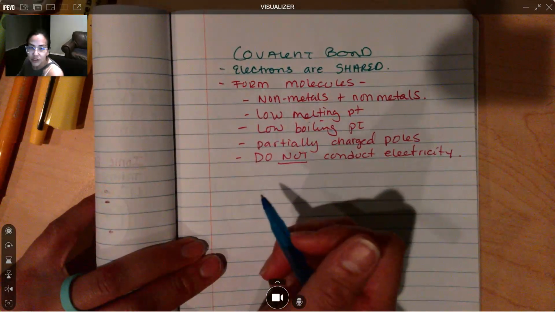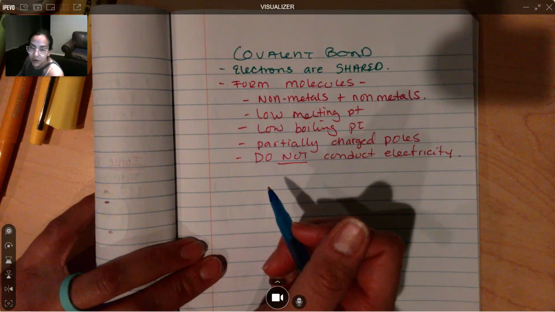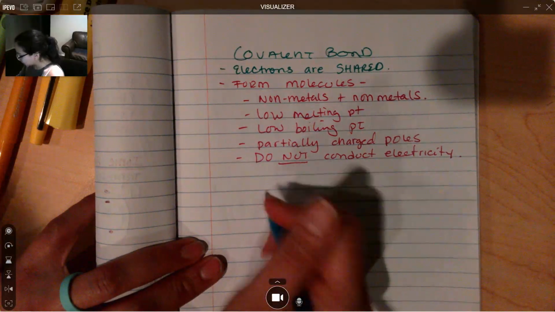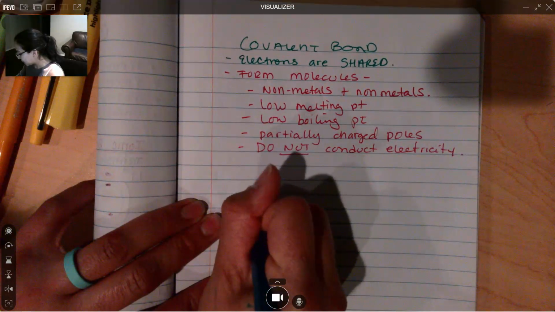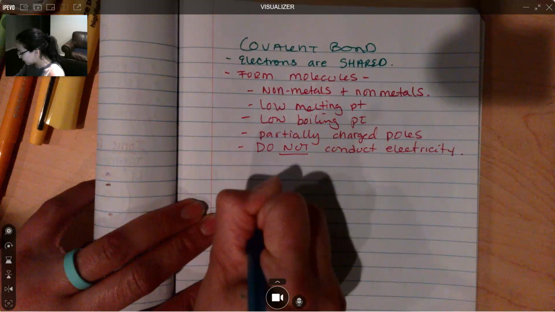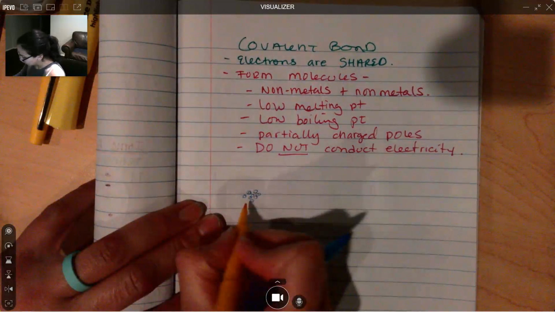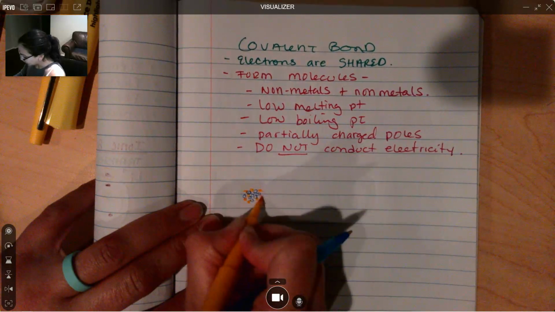Okay, so oxygen has atomic number 8 and it has 6 valence electrons. So it has 8 protons. Inside of my nucleus, I'm going to draw 8 protons: 1, 2, 3, 4, 5, 6, 7, 8, and then 8 neutrons.